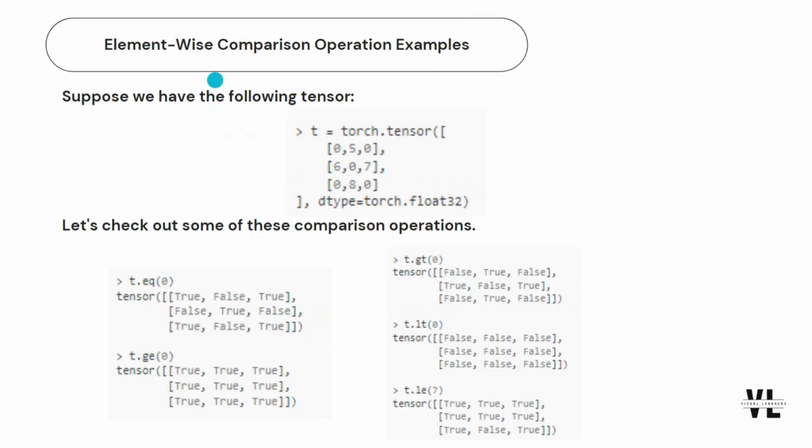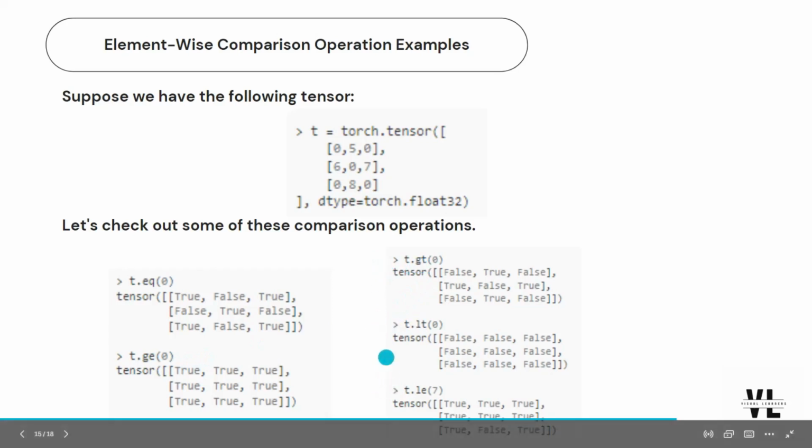Now let's see element-wise comparison operation examples. Suppose we have the following 3x3 tensor. Let's check out some of these comparison operations. So instead of using the less than, greater than, and equal to sign, we can use the built-in PyTorch methods, such as eq for equals, ge for greater or equals, gt for greater than, lt for less than, and le for less than or equal to.